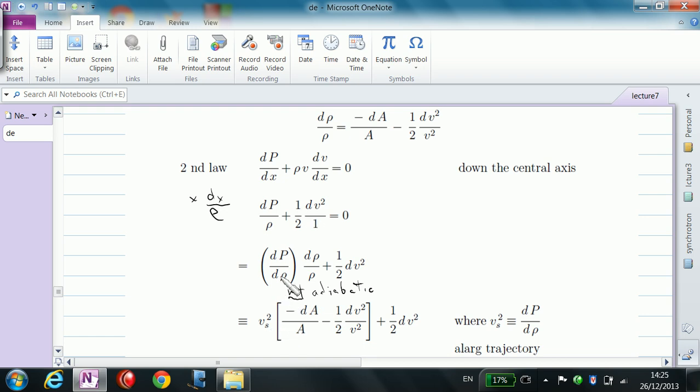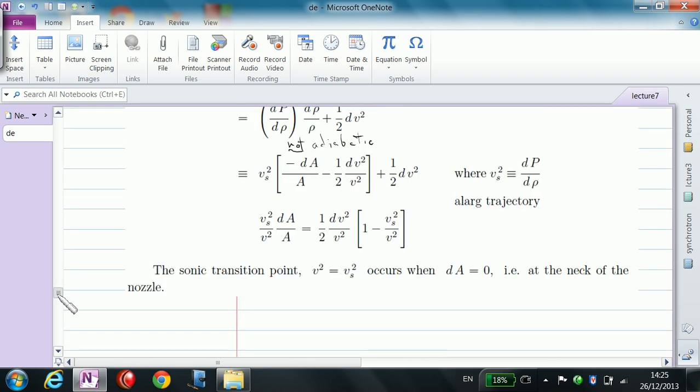Okay, anyway, substituting for this in here, we just write v squared. And now this d rho over rho is just these two terms here. So we substitute for d rho over rho in here. And we have a 1/2 dv squared. So then look what we get. We get dA over A is equal to dv squared over v squared times this quantity.